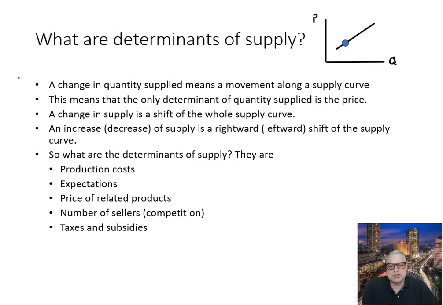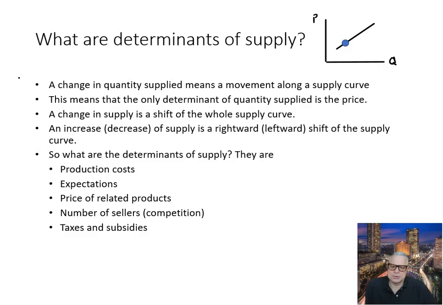Okay, so a change in supply means that it shifts the entire supply curve. And an increase of supply is a rightward shift, and a decrease of supply would be a leftward shift. So what are the determinants of supply? Well, the most important is production costs.